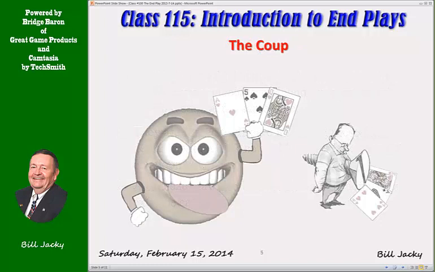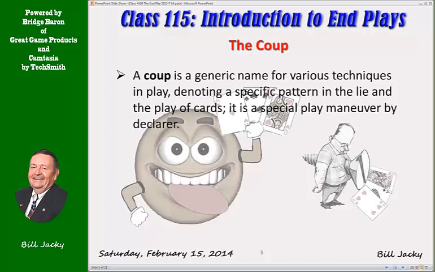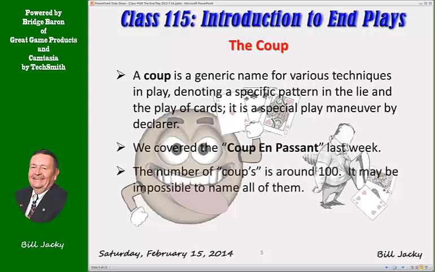The coup. A coup is a generic name for various techniques in play denoting a specific pattern in the lie and the play of the cards. It is a special play maneuver by a declarer, and sometimes by the defender as well. We covered coup en passant in previous classes in July of last year, and the number of coups is probably around 100, and I don't know if I can name them all. They continue to show up.